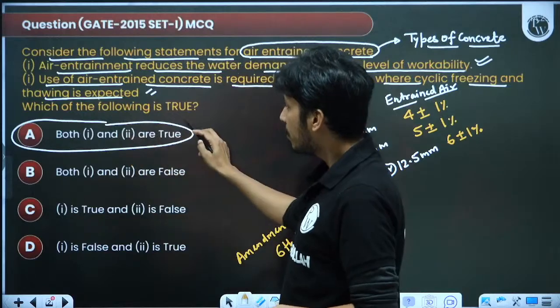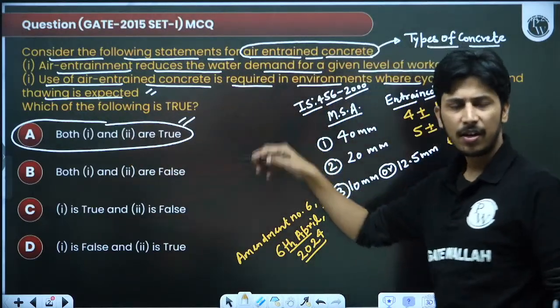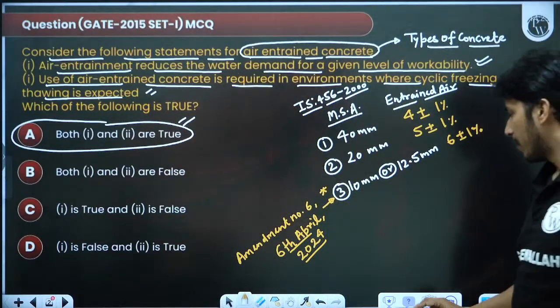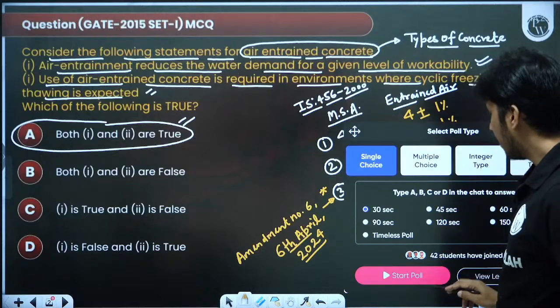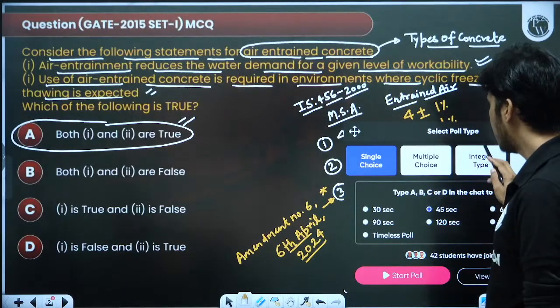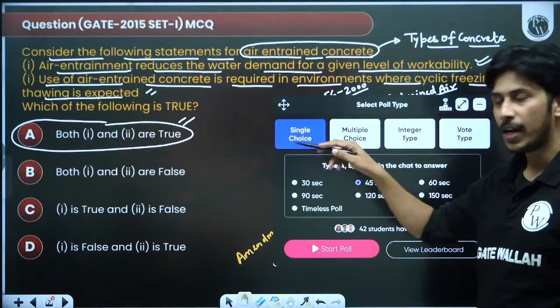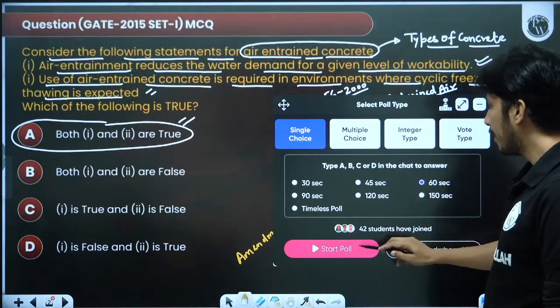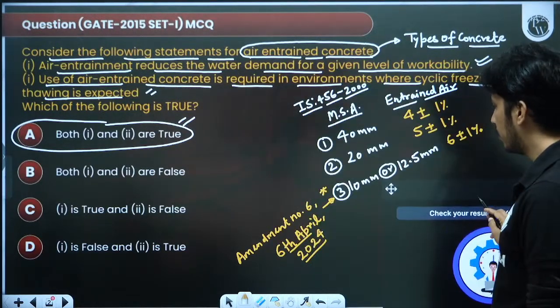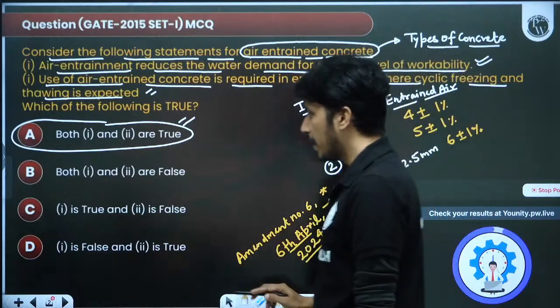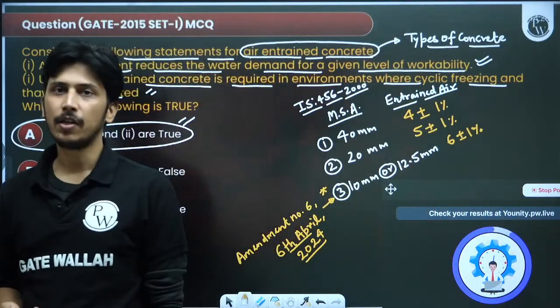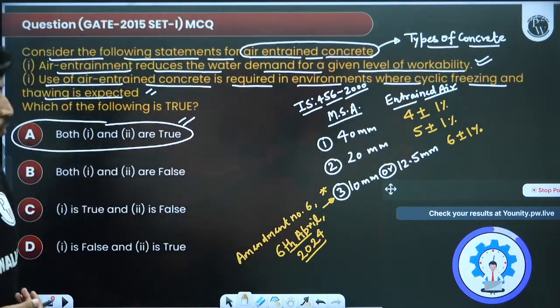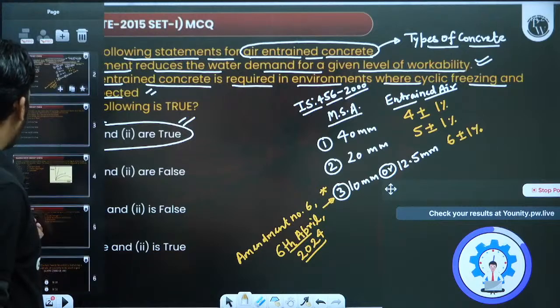So you must know the reasons also. Just ticking ABCD will not be enough. I'm creating a poll for this. If anybody is getting that A is correct, you can comment A. If you're not getting this, you can tell me. If you feel any other option is correct, you can tell me. So quickly tell me, then we will move towards the next question.